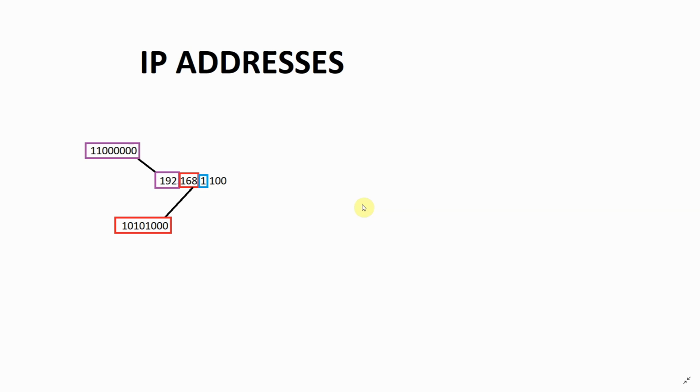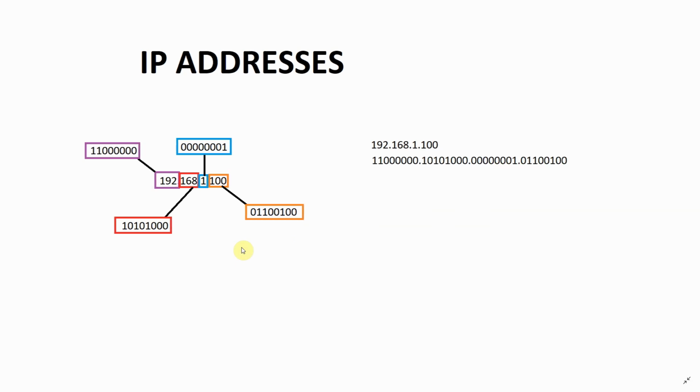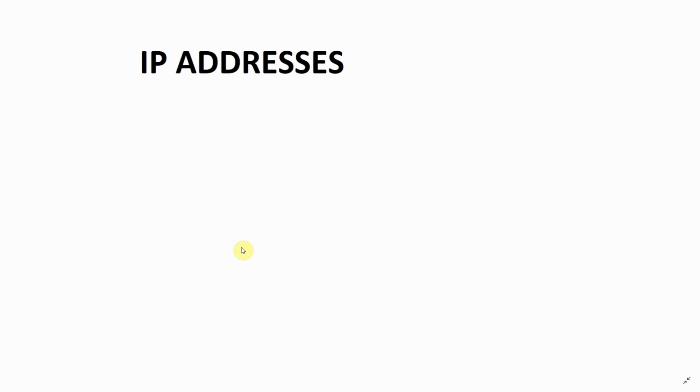1 is actually an octet. This is what 1 looks like. Notice that, yeah, it's just the number 1, but you've still got 8 binary digits there. And then you have 100, which looks like that. So basically you've got 192.168.1.100, and that is the same thing as that right there. Okay, cool. Now, IP addresses, you have 3 main class types that you'll see.